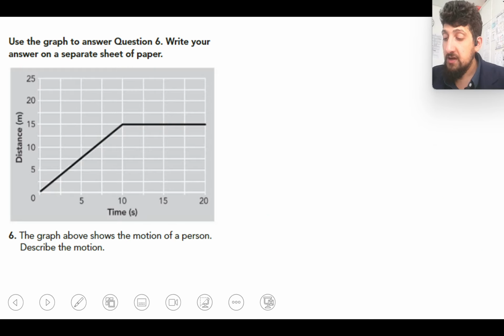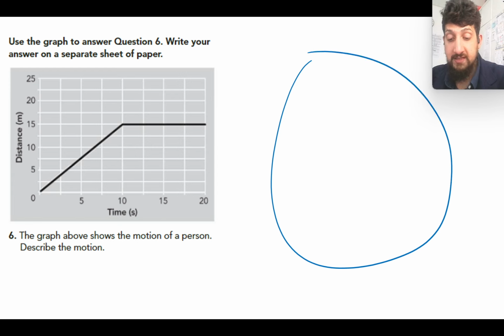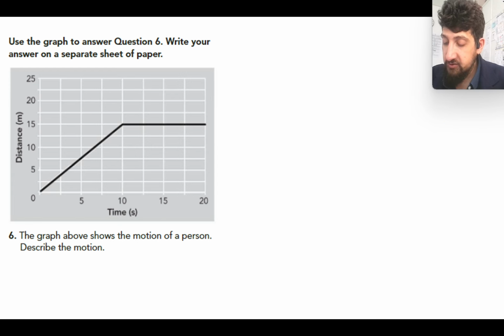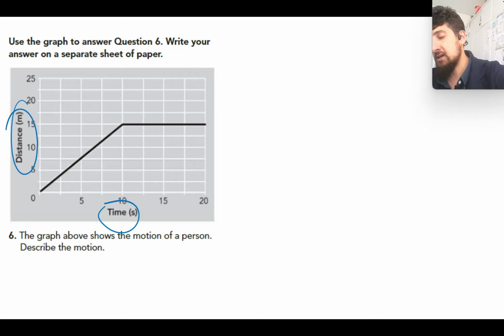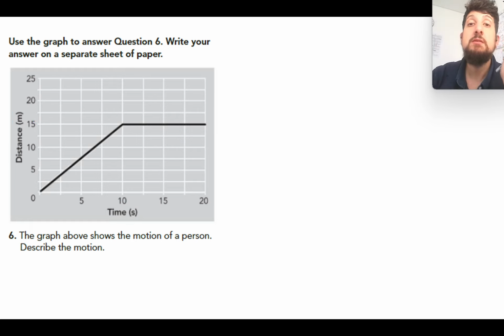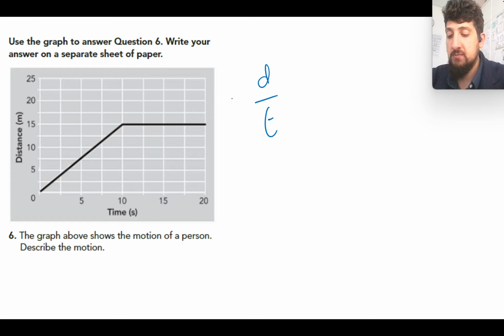Good. Use the graph to answer question 6. Write your answer on a separate sheet of paper. Well, I'm just going to have to write it here, sorry. The graph above shows the motion of a person. Describe the motion. Nice. Let me describe the motion for you. So first of all, this is a distance-time graph, which means the slope is distance over time. That means the slope represents speed.